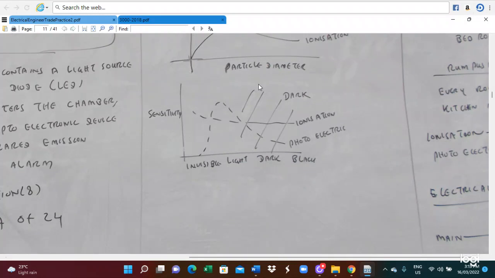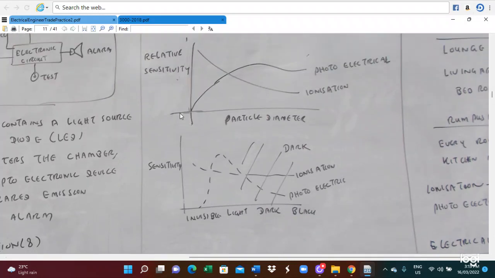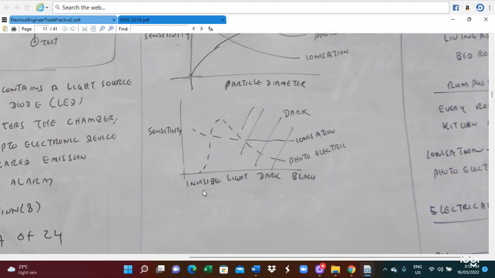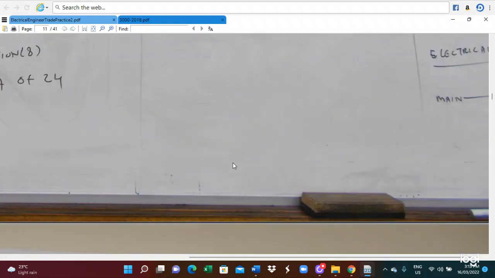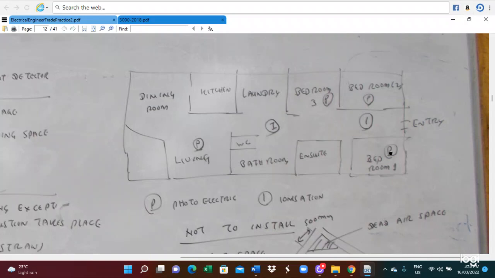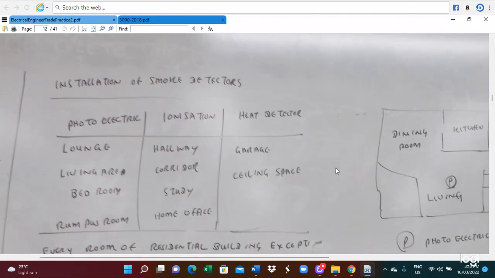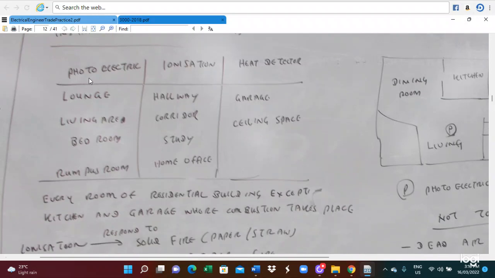So here is the particle diameter, relative sensitivity, and how the colors are rated. In this case, the light can be the invisible light, dark, and the black. So that will be the sensitivity rate. The operation of the dark and the photoelectric are the rated graph you can see on this table. So when we install a smoke alarm, we install the photoelectric type.